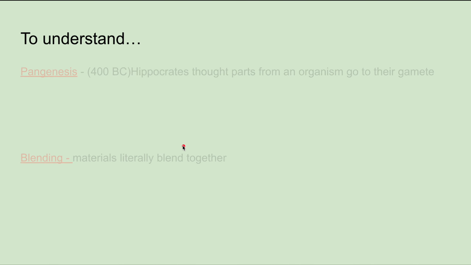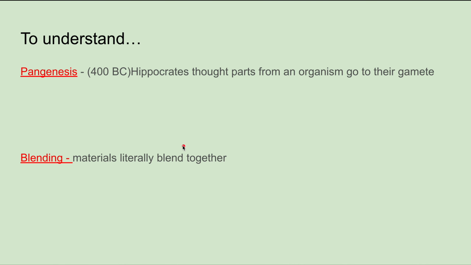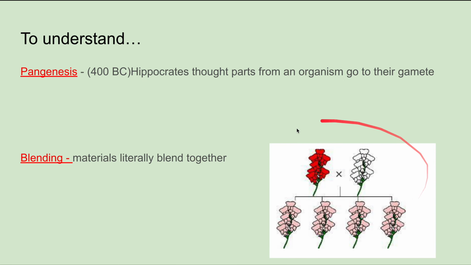To understand where Mendel was coming from, we have to go even further back. We have the first few theories about genetics. Starting in 400 BC, we had pangenesis, where Hippocrates thought parts of an organism, such as their skin color, go inside their sperm or egg. The other theory was blending, where materials from an organism literally blend to create another offspring. Now, there is an inheritance that is somewhat like this, but not in Mendelian.